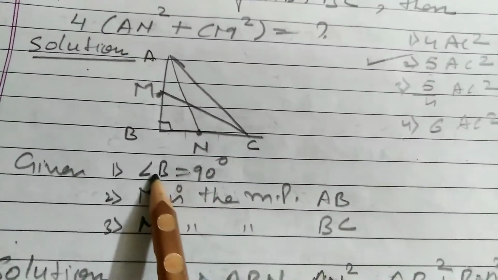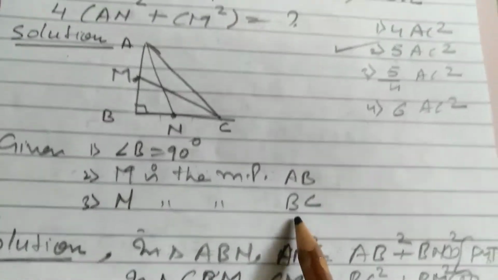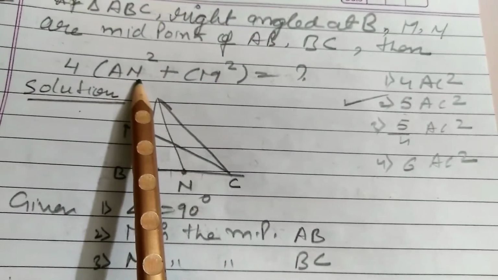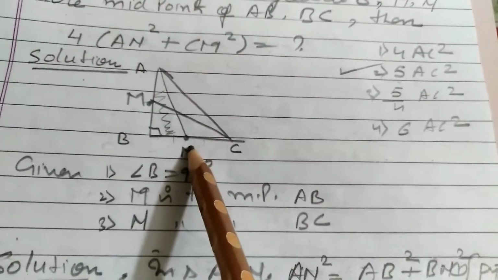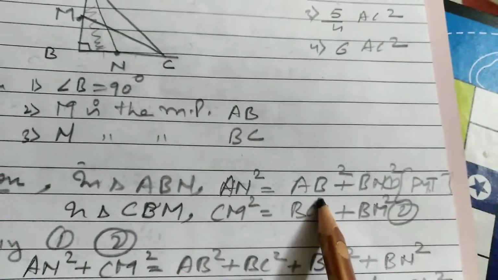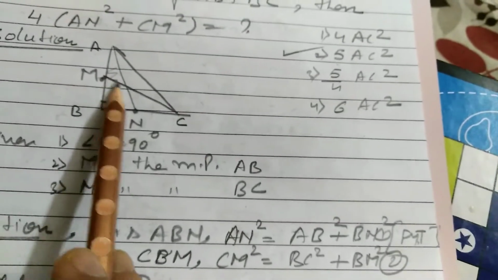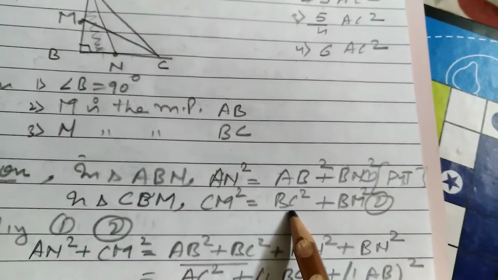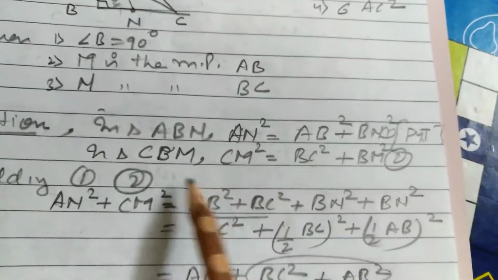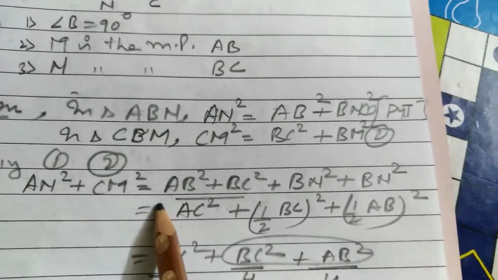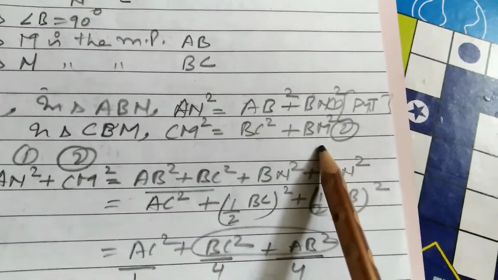So we'll write the given: B is 90, M is the midpoint of AB, and N is the midpoint of BC. What we need to find is AN square. AN square means we'll take this triangle. AN square will be AB square plus BN square. Similarly, CM square will be BC square plus BM square. So adding these two, what will we get? AN square plus CM square equals AB square plus BC square plus BN square plus BM square.